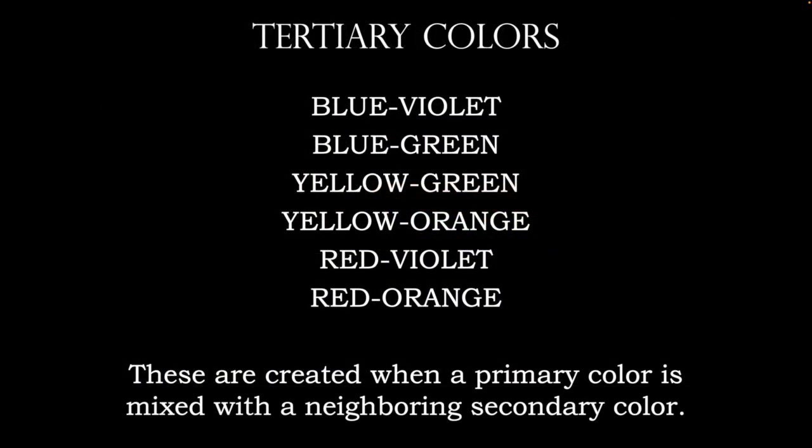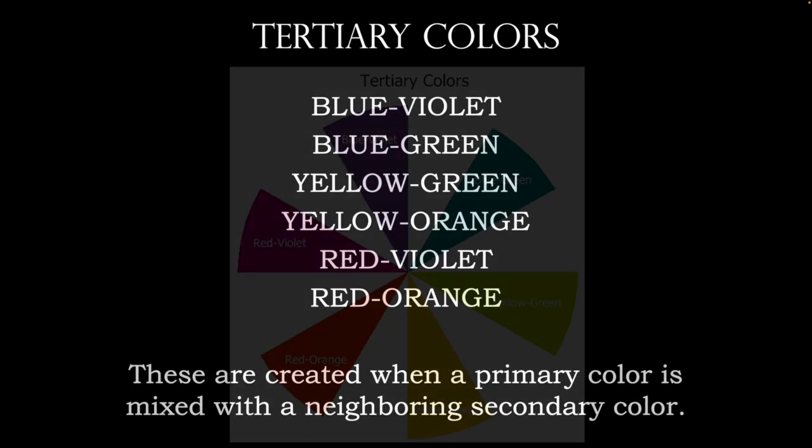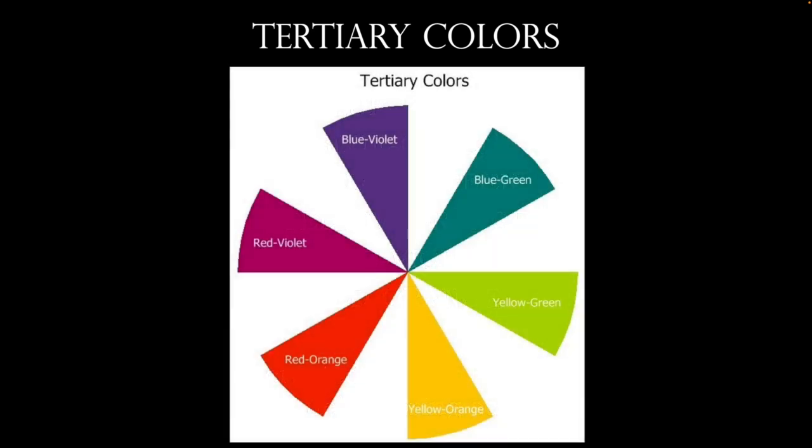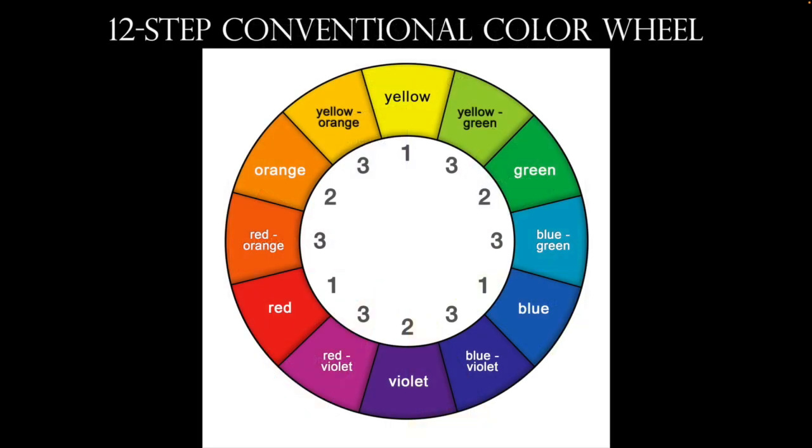And then we have the intermediate or tertiary colors. These are designated by hyphens. I don't have you memorize them, but they're easily recognizable. They always have the primary color first, the secondary color second. And here they are. And here's how our color wheel then is now formed. 3 primary, 3 secondary, 6 tertiary.